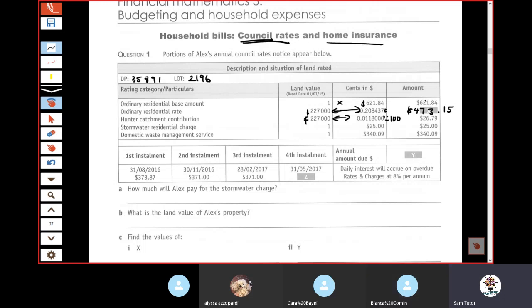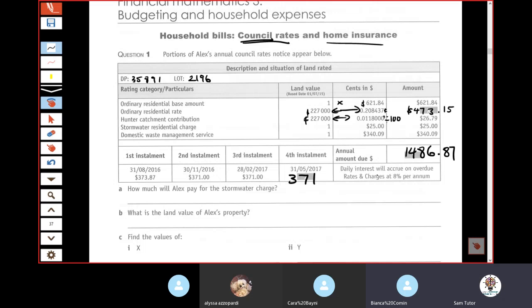How do we work out the annual amount? Just going to add up all these numbers. So 621.184 plus 473.5 plus 26.79 plus 25 plus 340 becomes 1486.87, and then obviously you're going to just take away these 3 amounts to work out what Z is. Take away 371, take away 371, take away 373.87. Nice, becomes $371 there as well.